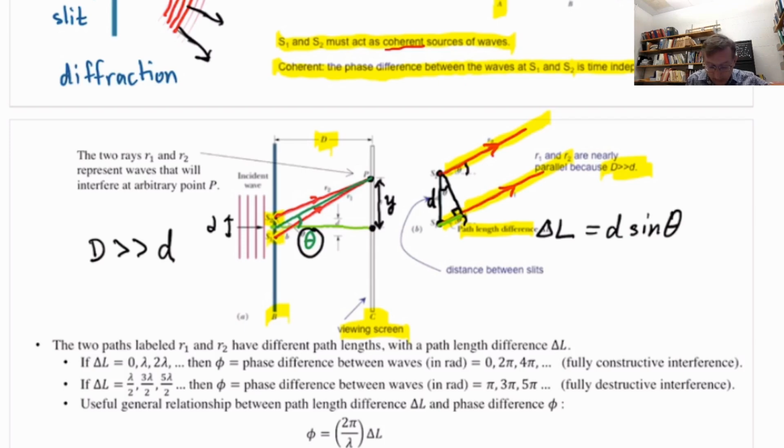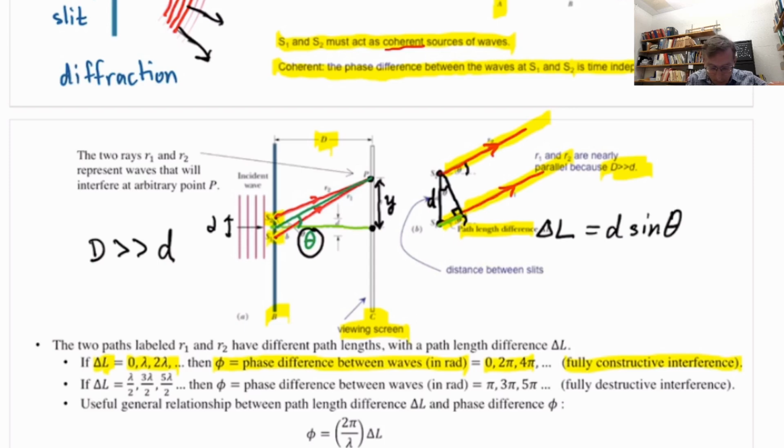Suppose you're at point P, and the delta L, the path length difference, is an integer multiple of the wavelength of the light. 0 times lambda, 1 times lambda, 2 times lambda, 3 times lambda, etc. Then it turns out the phase difference phi between the two light waves at point P in radians will be 0 if delta L is 0, 2 pi radians if delta L is lambda, 4 pi radians if delta L is 2 lambda, etc. And then the two waves will be lined up crest to crest, and you'll get fully constructive interference at point P.